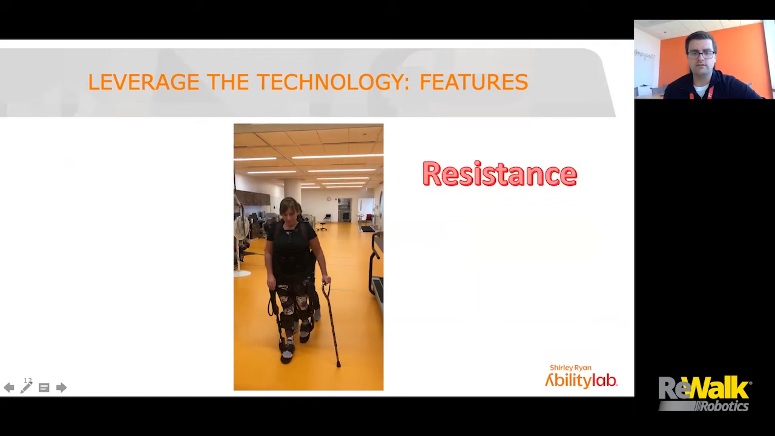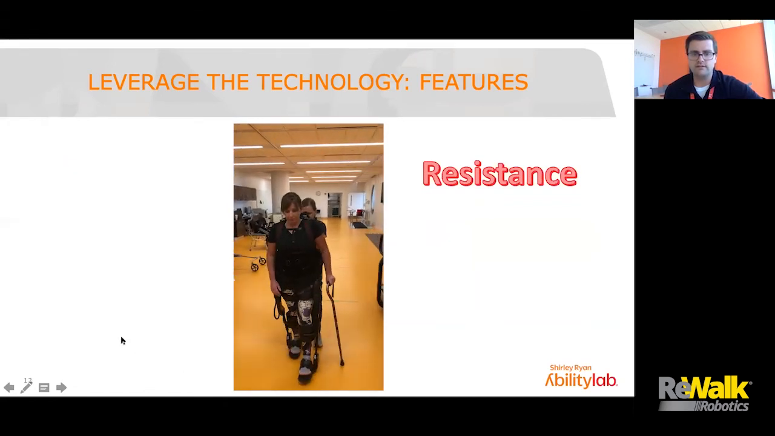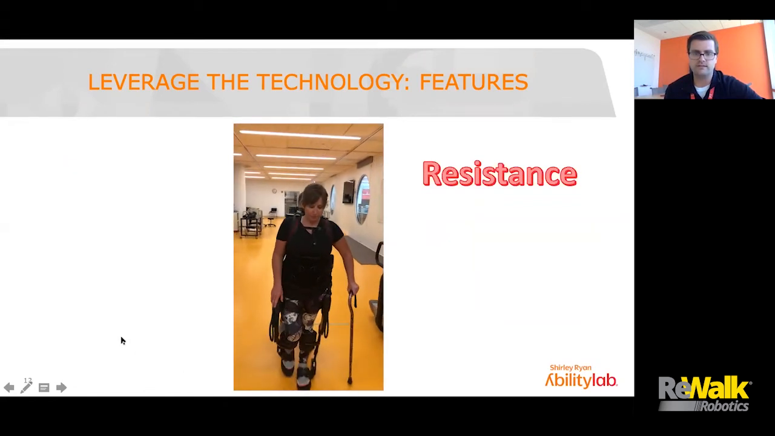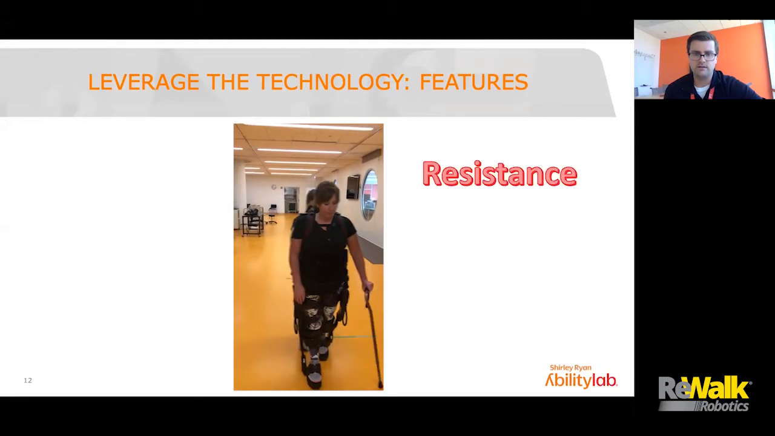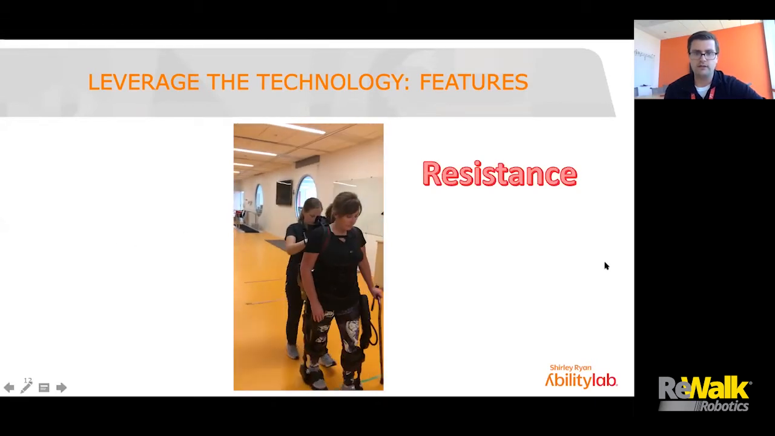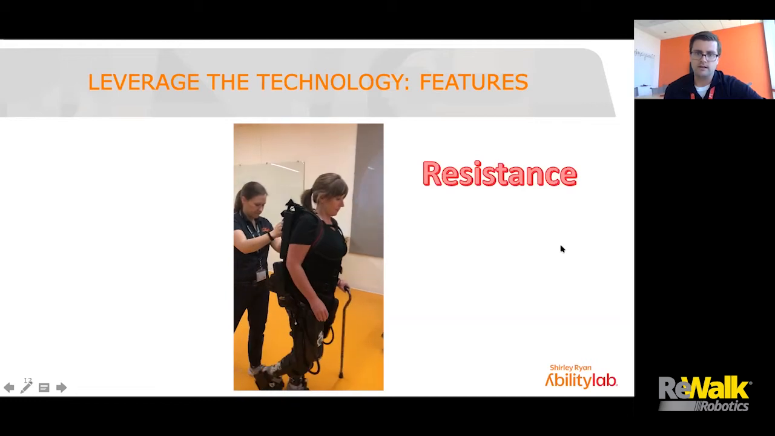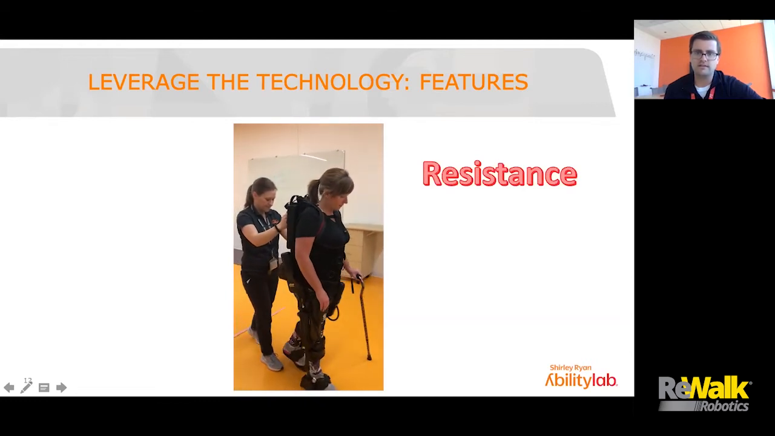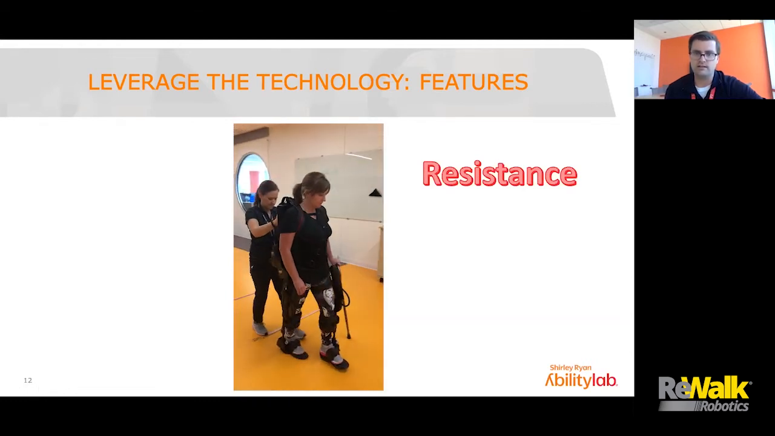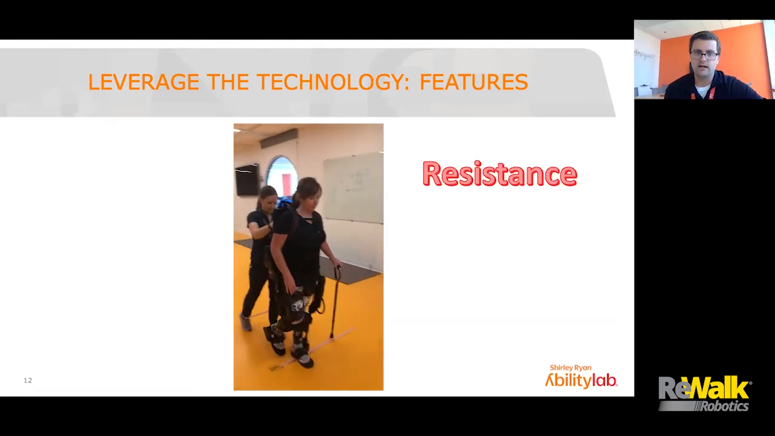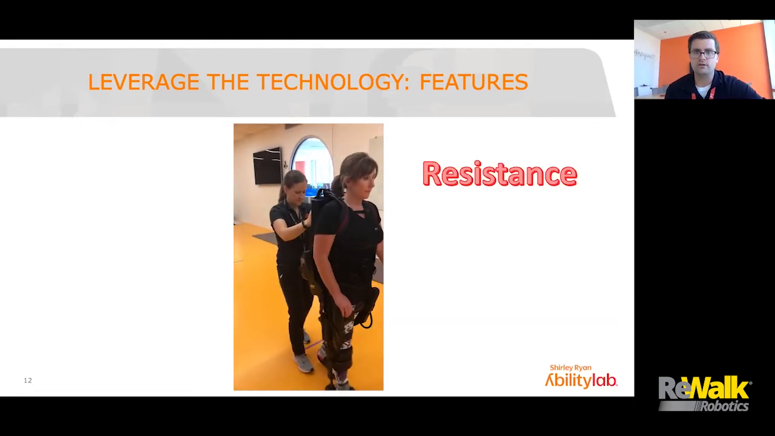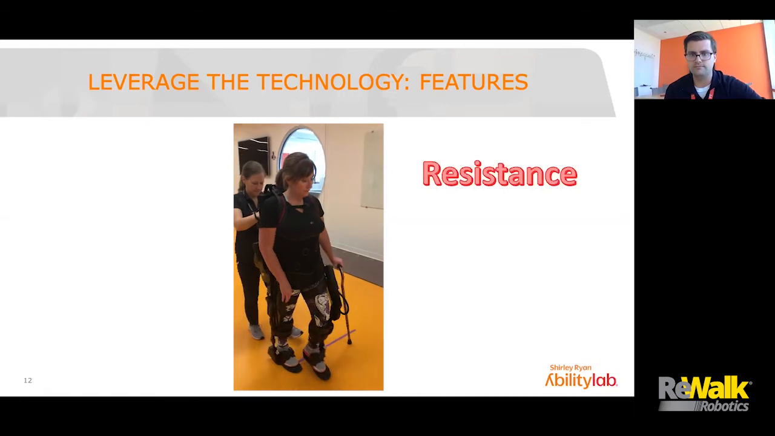And then finally, we also have resistance. In this one, you have Exo and 2 free. You can provide resistance at both of the joints there, and really challenge a more advanced user. She doesn't necessarily need the exoskeleton in order to walk, but it does allow us to provide a really consistent challenge across the intervention.